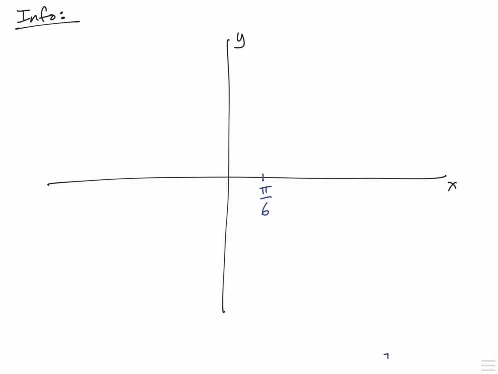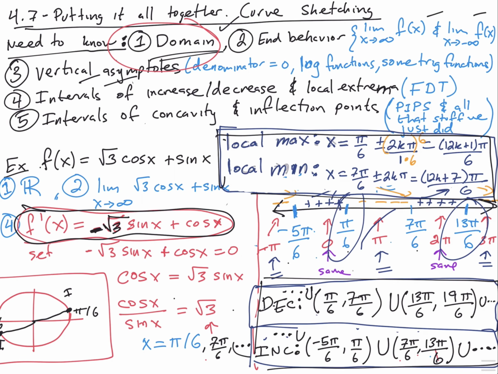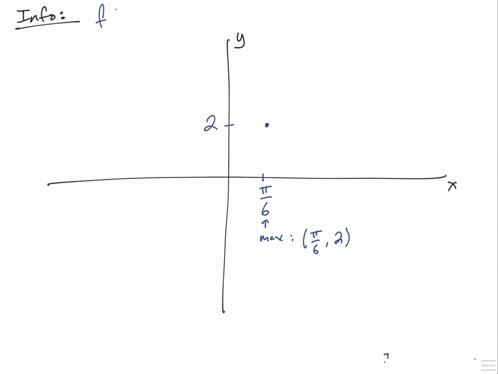And so here's the local max, right? And that's at x equals pi over 6. And then what would y equal there? 2? So if you plug it into the original function, you get 2. Is that right? So the original function is root 3 cosine x plus sine x. So let me write that down. Root 3 cosine x plus sine x. Okay, so cosine of pi over 6.